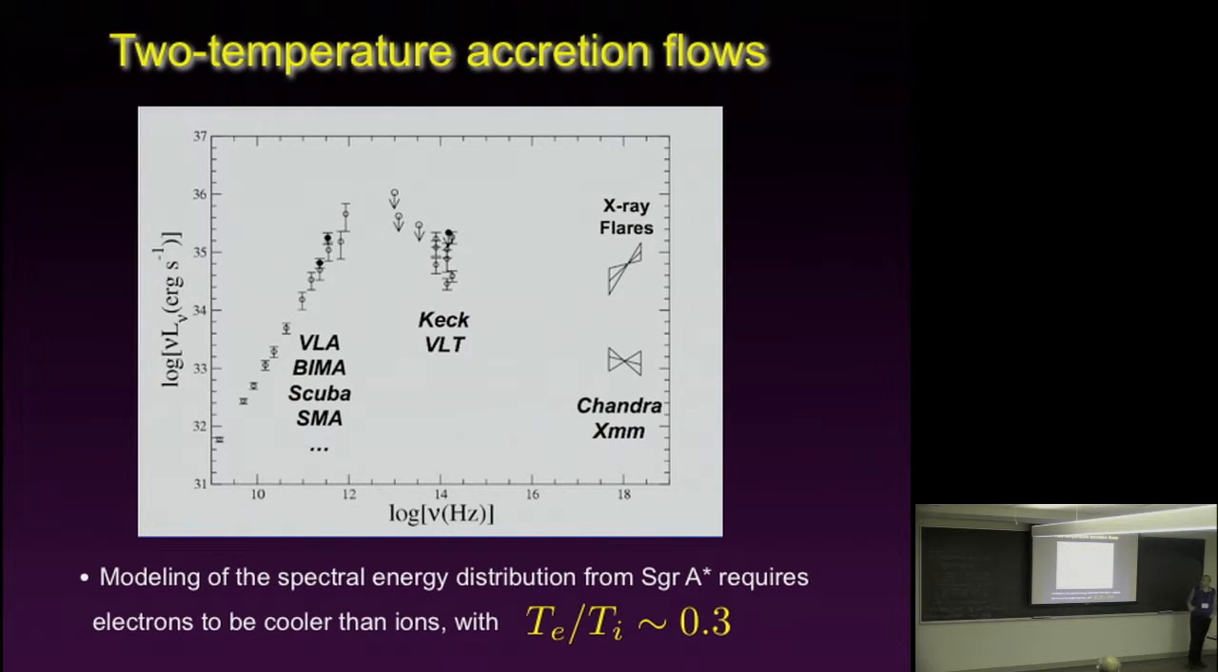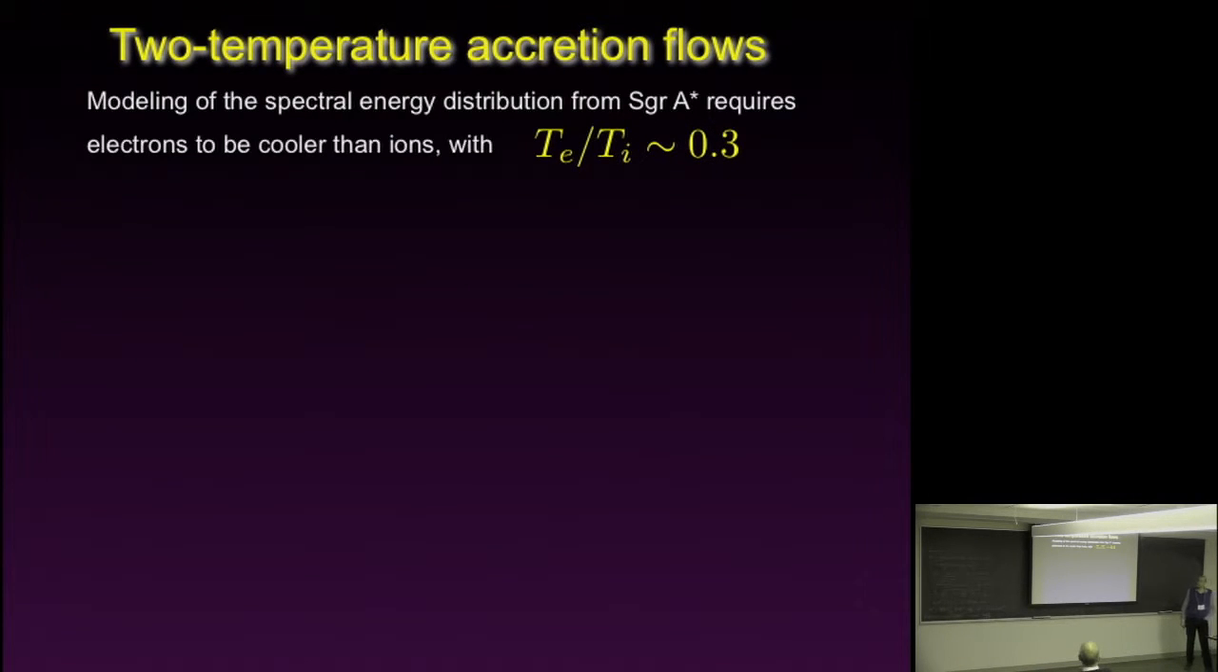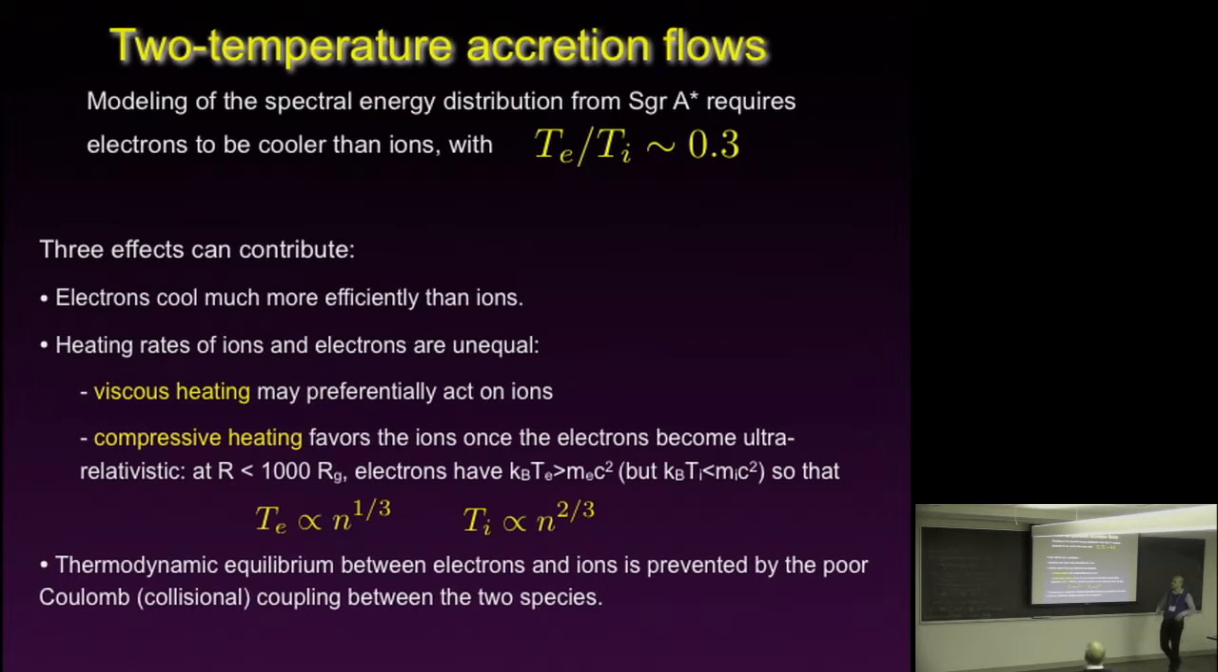What I want to focus on is that in order to model the spectrum, people are typically inferring that you need electrons and ions not to have the same temperature, but to have a temperature ratio that is about 0.1 to 0.3, maybe even smaller than 0.1, depending on the model, but definitely equal temperatures does not work. And why would one expect to have, in such a system, a situation in which the electron temperature and the ion temperature are not the same? There are three main physical reasons. One is that the electrons are cooling due to radiative cooling much more efficiently than the ions. Second, heating in general favors the ions over the electrons, especially compressive heating for parameters that are relevant for the accretion flow at the center of our galaxy.